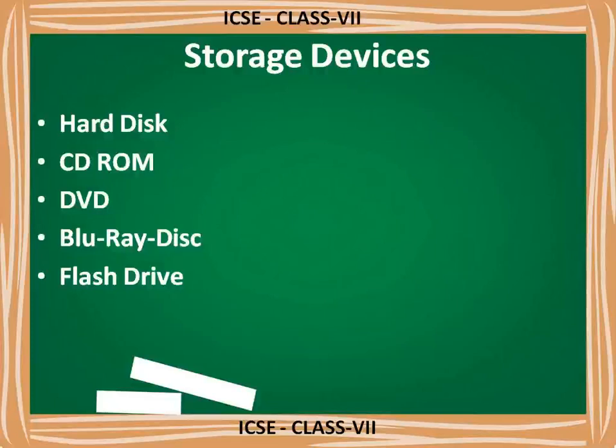So a Blu-ray disc can store up to 6 times the data stored in a regular DVD. In a DVD we have a capacity of only 4 GB, but in the Blu-ray disc 6 times more data can be stored.